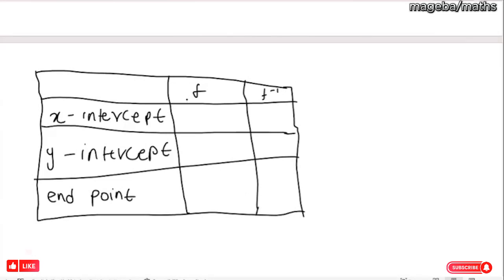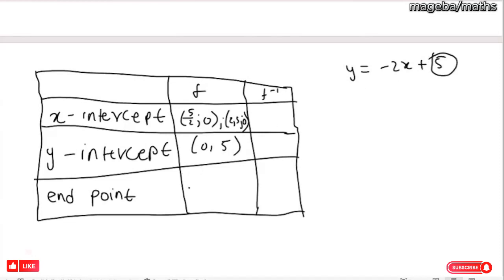So from my original graph, the x-intercept, remember I already found it there, which was 5/2 comma 0, which is 2.5 comma 0, and then here the y-intercept was 0 comma 5. Remember, my function was y equals negative 2x plus 5. This is the y-intercept. And then my endpoints, which were (-4, 13) and (3, -1). These were the coordinates of the endpoints.